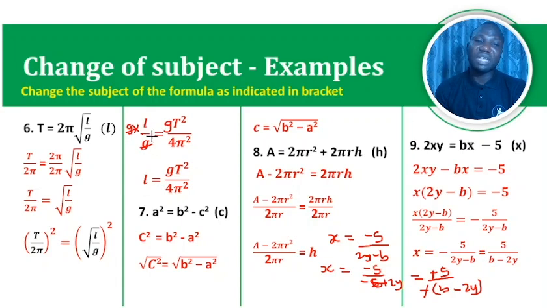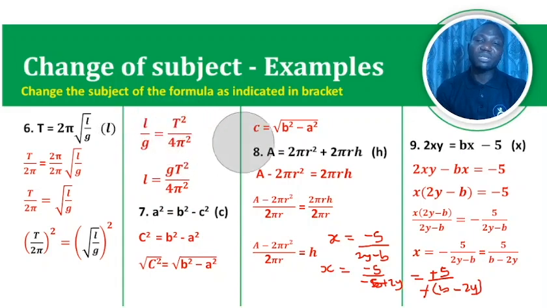So we'll be left with L equals GT squared over 4 pi squared. And boom, that gives us our subject. To number 7, we have A squared is equal to B squared minus C squared. We have to make C the subject.